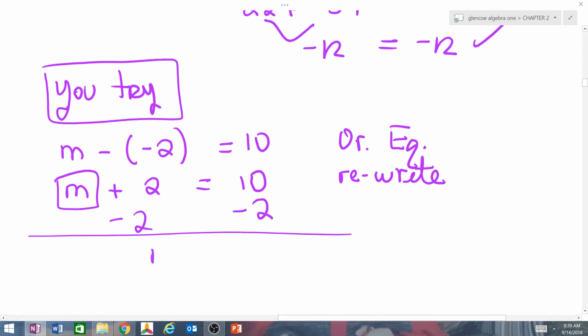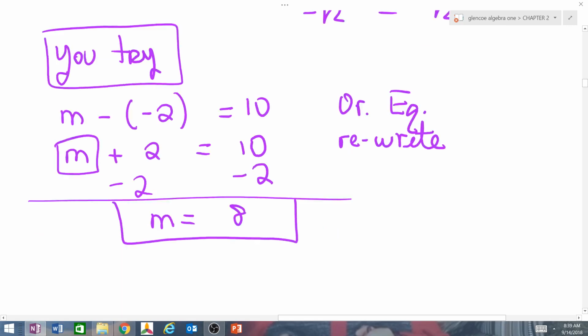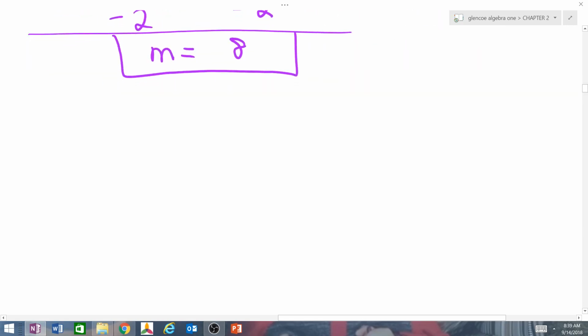And what did you all get for an answer? m equals what? 8. m equals 8 is correct. Does anyone have a question? Okay, you might want your calculators for the next one, because the next one will be fractions.